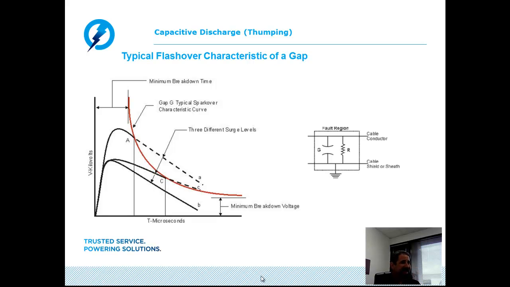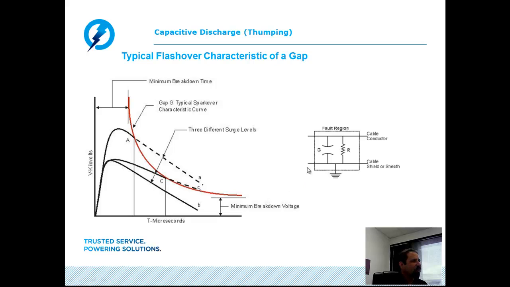Now, the graph that we show here looks a little bit intimidating, but to break it down, basically, if we were to model or profile a fault represented by this gap, a physical hole or gap between the conductor and the neutral or sheath of the cable, over a range of voltages and time, basically what we would see is a plot similar to this red curve here. And this is what we call the typical flashover characteristics of a gap.